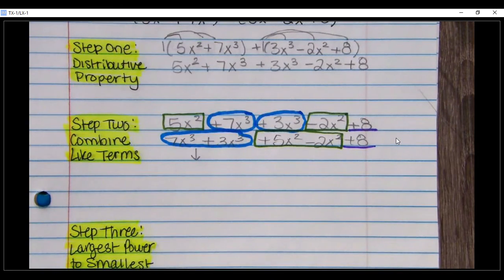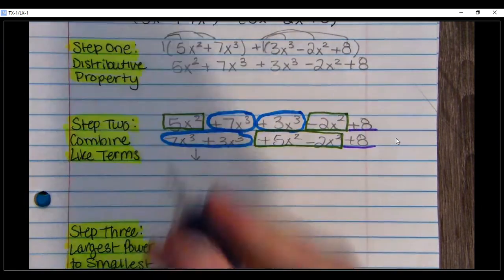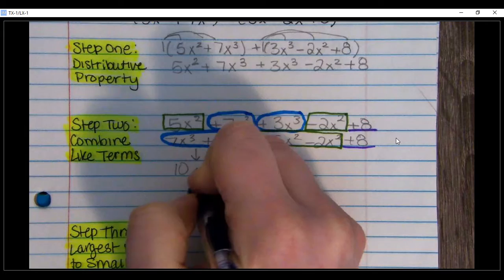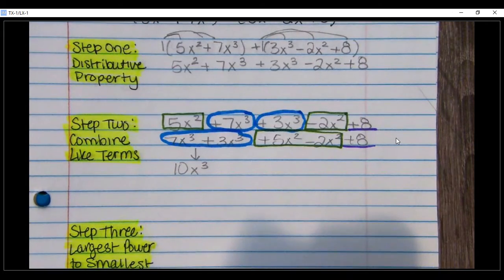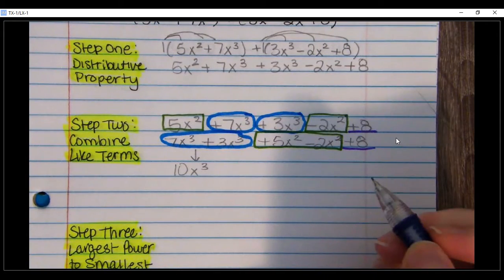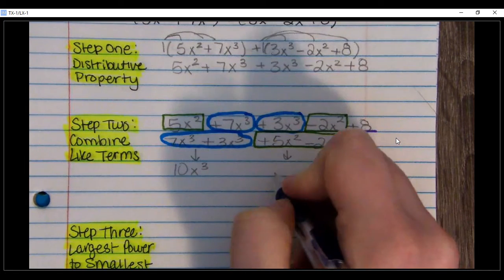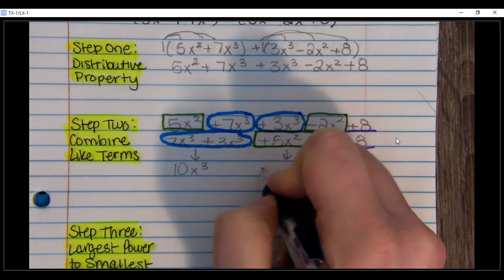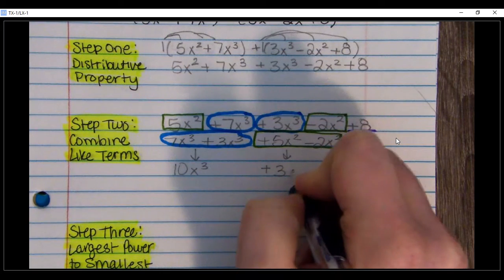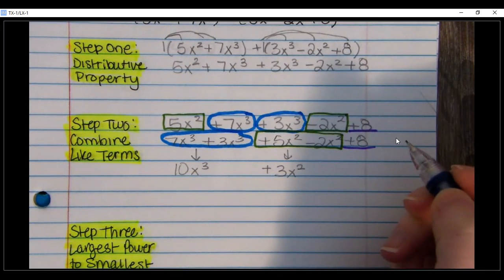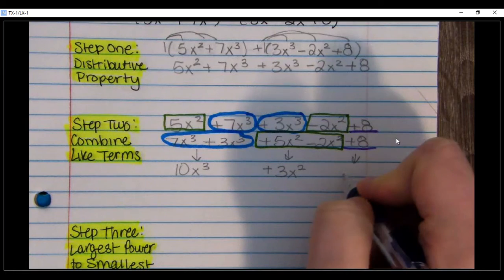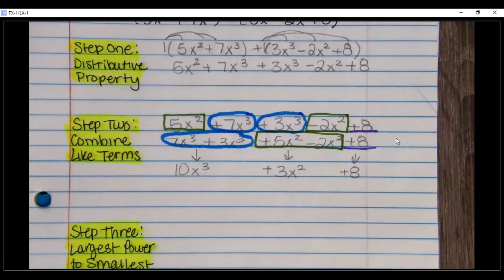So 7x cubed plus 3x cubed, 7 plus 3 is going to be 10, and then we include that x cubed. Over here, we have a positive 5x squared and a negative 2x squared. That will give us a positive 3x squared, because 5 minus 2 is 3. And then that positive 8 just stays where it is. Great, we've combined like terms.